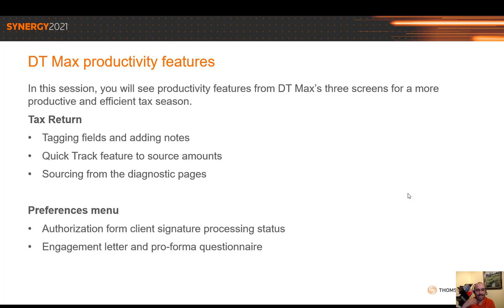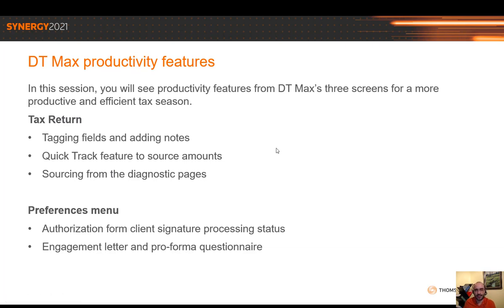And then finally, we're going to look at the engagement letter and the pro forma questionnaire. These two are really productivity kings here that will allow you to more efficiently and quickly produce your customers' tax returns and also protect your bottom line at the same time. So we hope you enjoy.